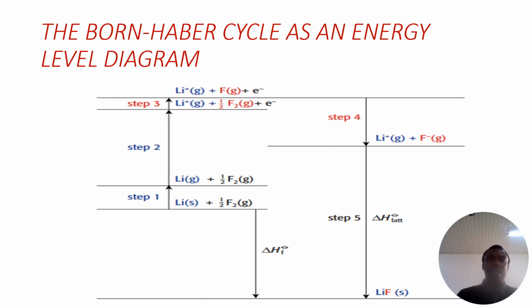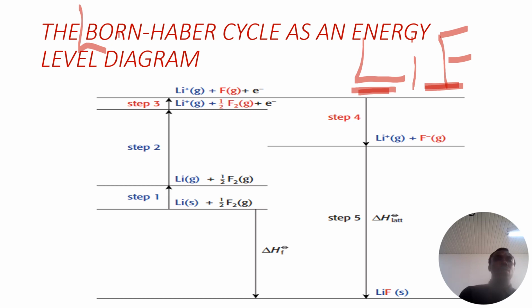So this is the Born-Haber cycle for lithium fluoride, which is an example of an ionic compound. It contains 1 atom of lithium and 1 atom of fluorine. So it dissociates to give you lithium ion and fluoride ion. Looking at the Born-Haber cycle as usual, it contains different stages.